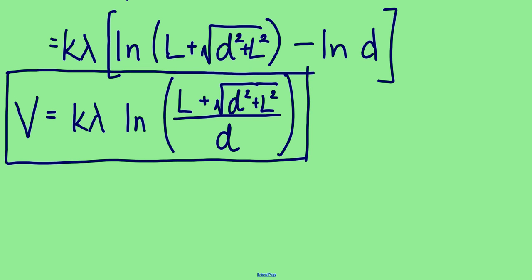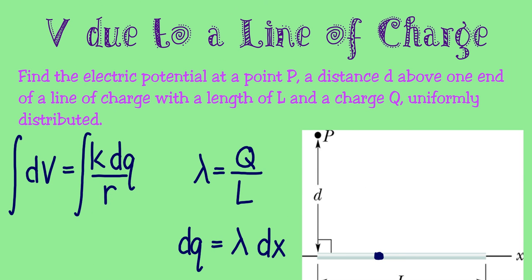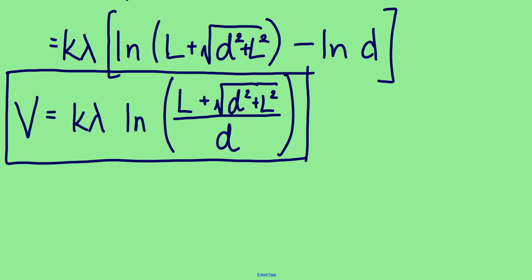So this is my final expression for the electric potential at our point P, which is above one end of our charge. Now, actually, I misspoke a little bit. I realized that what's given to me at the beginning is not the charge density, but it tells me that its length is L and its charge is Q. So instead of having lambda in my final expression, I'll just plug in Q over L. So the final expression is kQ divided by L times the natural log of what I have in parentheses there.